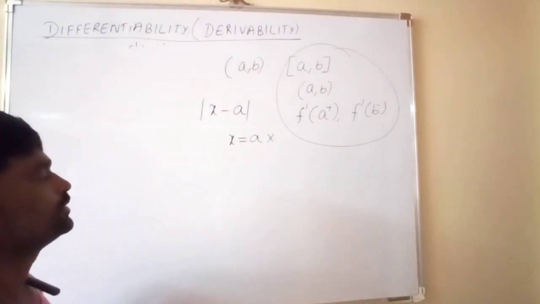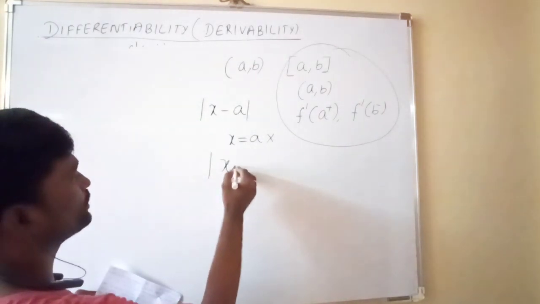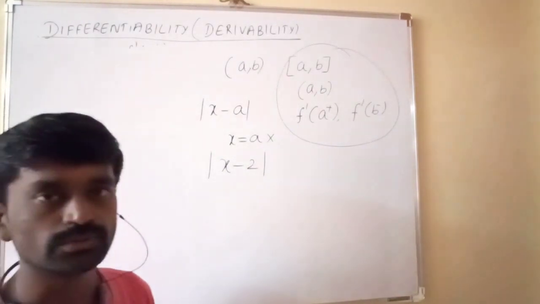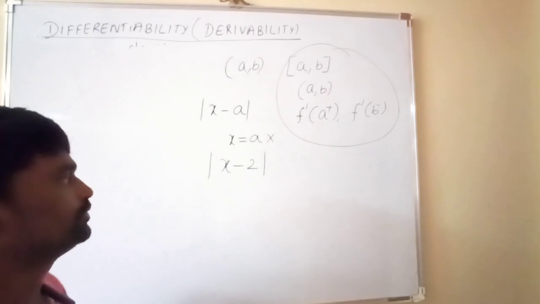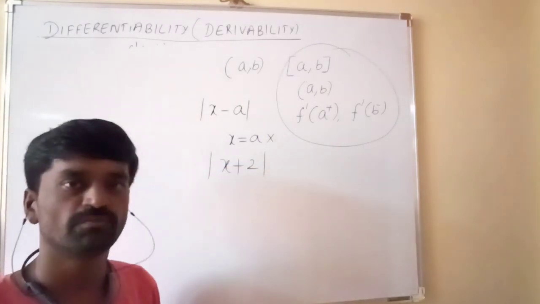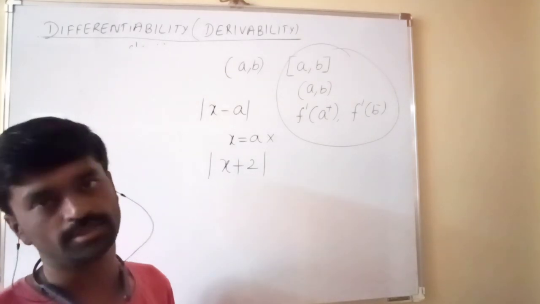Okay, so if you want to check where the function modulus of (x minus 2) is not differentiable, yes, at x equal to 2 only it is not differentiable. And where is modulus of (x plus 2) not differentiable? Only when x plus 2 is equal to 0, or x is equal to minus 2.